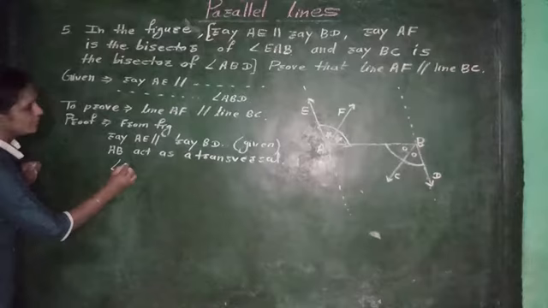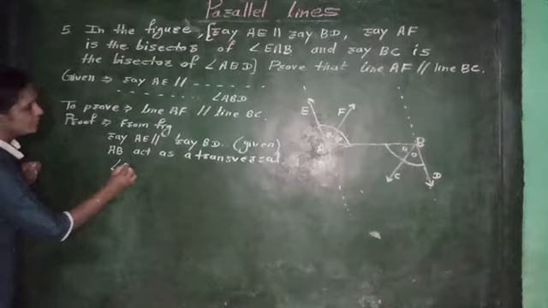Okay. Now we have to prove that line AF is parallel to line BC. We have to show that AF, this ray, is parallel to this ray, that is BC. Now for this proof, from the figure it is given that AE is parallel to BD. So we write here AE is parallel to BD.